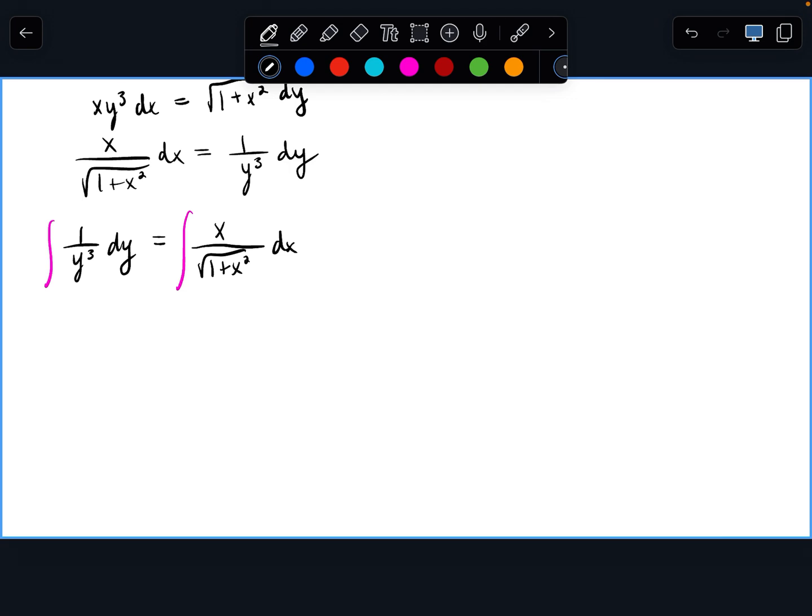Well, that's y to the negative 3, right? So add to the power, that's negative 2. So that's going to be over y squared. But then you divide by the new power, and it's negative. So that'd be negative 1/2, right?